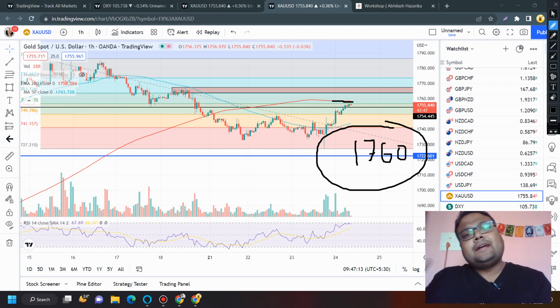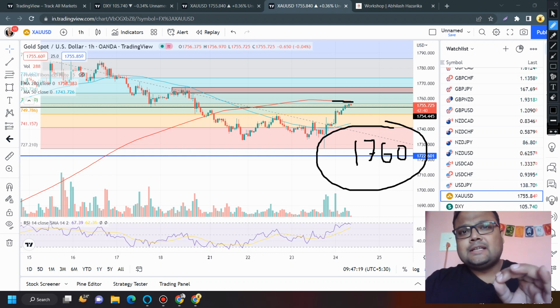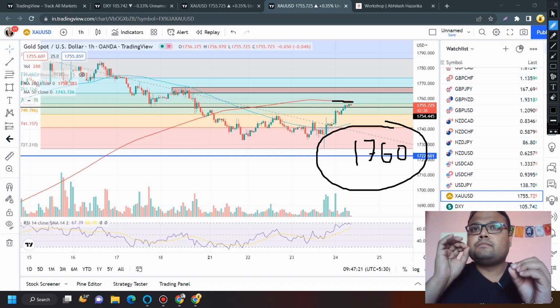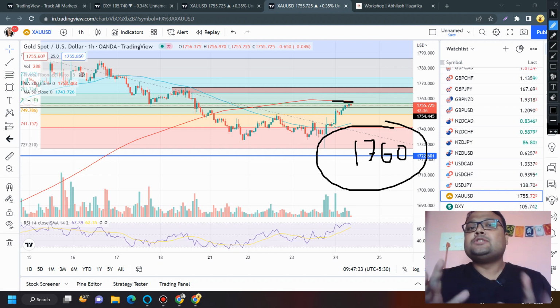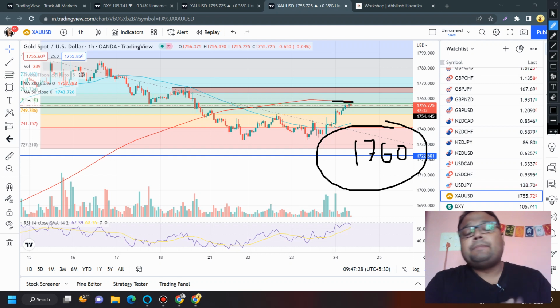But if you already have taken a sell position, be on the trade, no need to exit. But after 1760, if you see market reversing, you can take a sell position. But yes, you must be careful. This is not a very strong resistance. Already I have discussed in my previous videos also that 1755.57 is not a very strong resistance. So please be careful, do not gamble with your hard-earned money, as I always say.